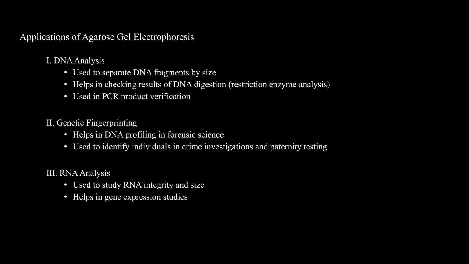Applications of agarose gel electrophoresis. DNA analysis is used to separate fragments by size, helping in checking the results of DNA digestion, restriction enzyme analysis, and PCR product verification. Another use is genetic fingerprinting, helping DNA profiling in forensic science, used in identification, screening, investigation and paternity testing. RNA analysis is used to study RNA integrity and size, helping gene expression studies.